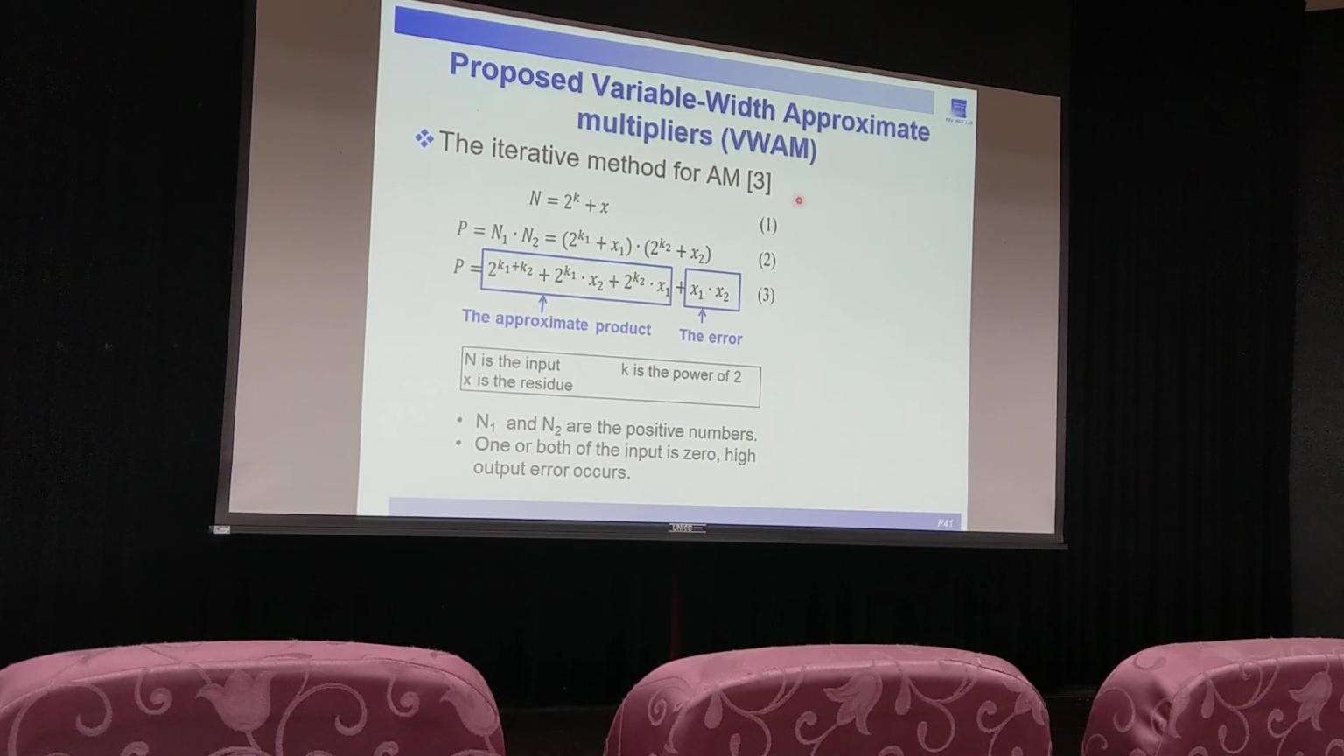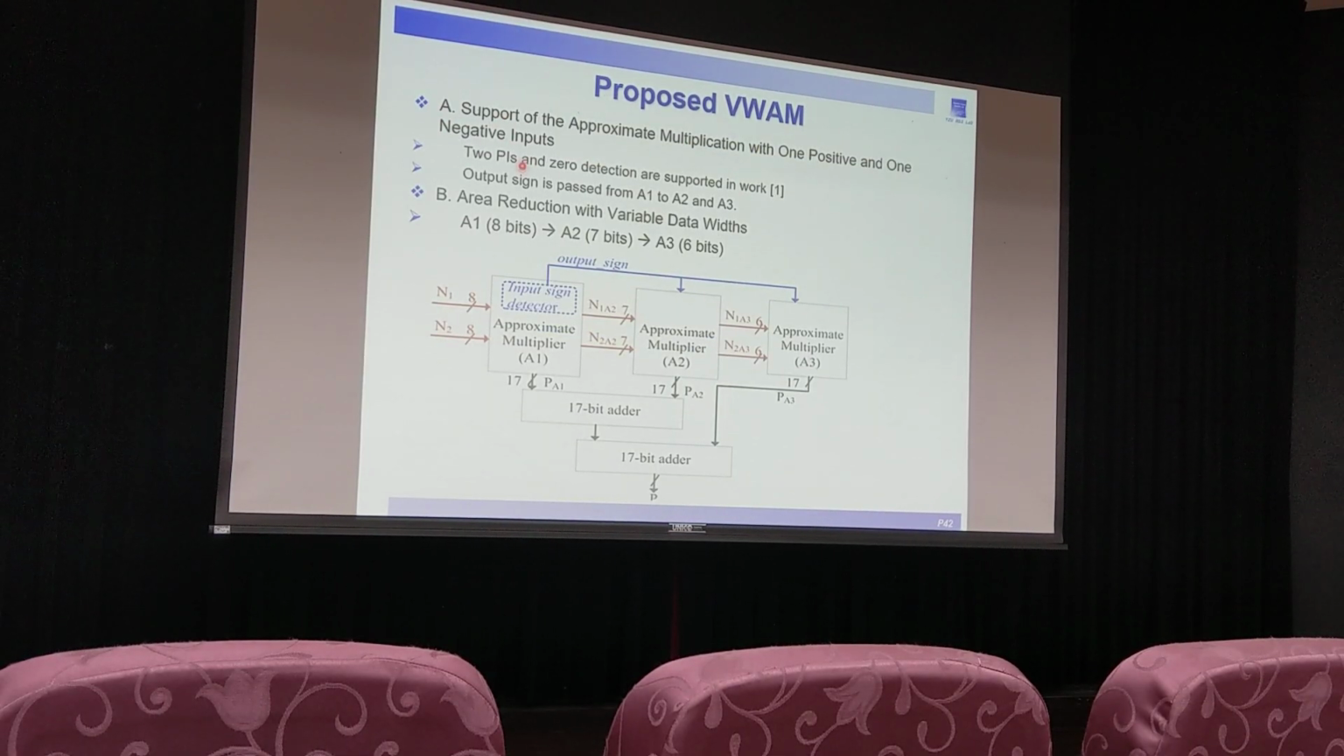So this is the idea from the related work. But it has some constraints. The first constraint is that n1 and n2 must be positive numbers. If one or both of the inputs is zero, it will result in a high output error. So the related work solved the problem by supposing two positive inputs and also detecting the zero. If a zero occurs, it will stop the operation and report the output as zero. So this is the related work.